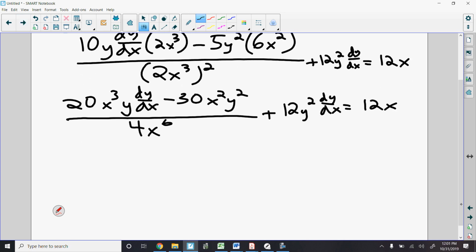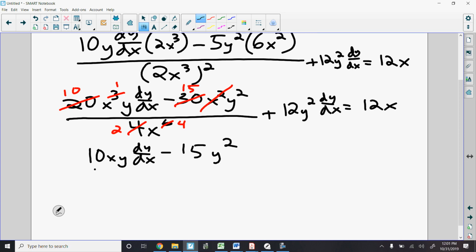So here's what I got. The 20 is going to become a 10. The x cubed is going to become x to the 1st. The 30 is going to become a 15. This whole x squared is gone. The 4 is going to become a 2. X to the 6th is going to become x to the 4th. So what I have now is 10xy dy dx minus 15y squared over 2x to the fourth.